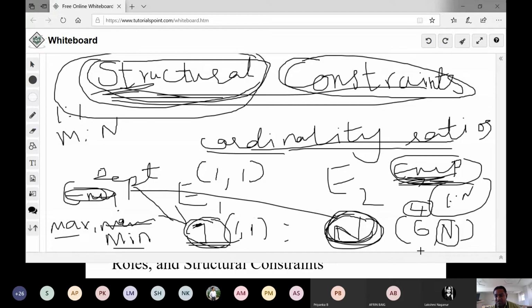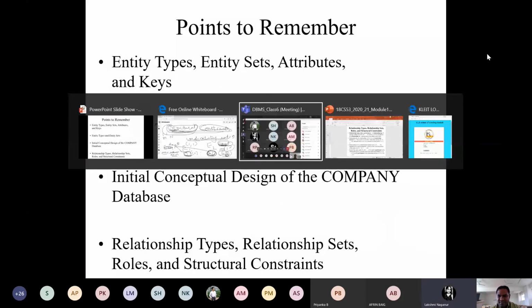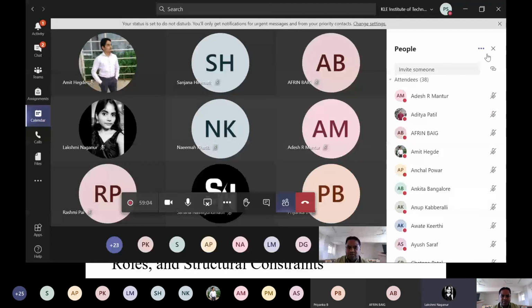Again, this number changes. Remember, cardinality ratio will not change, but structural constraints change with respect to the application. Understood? Understood the structural constraint? Yes, sir. Any doubts before I take one more example? Have you understood this clearly?